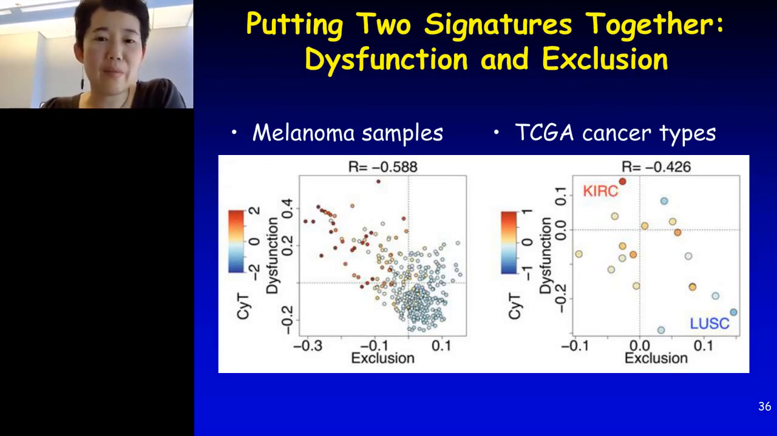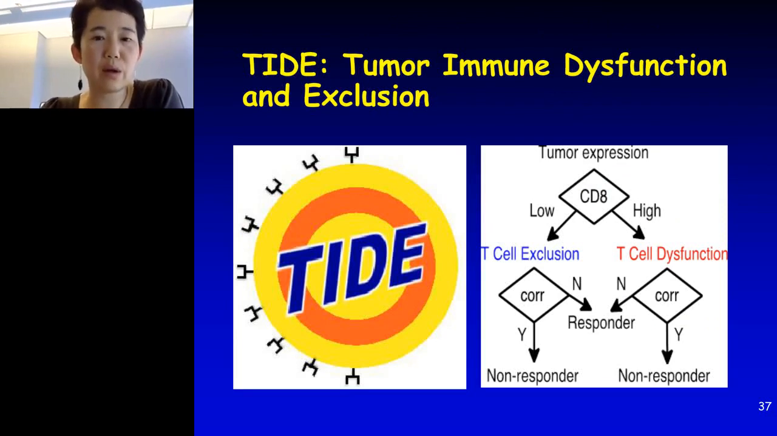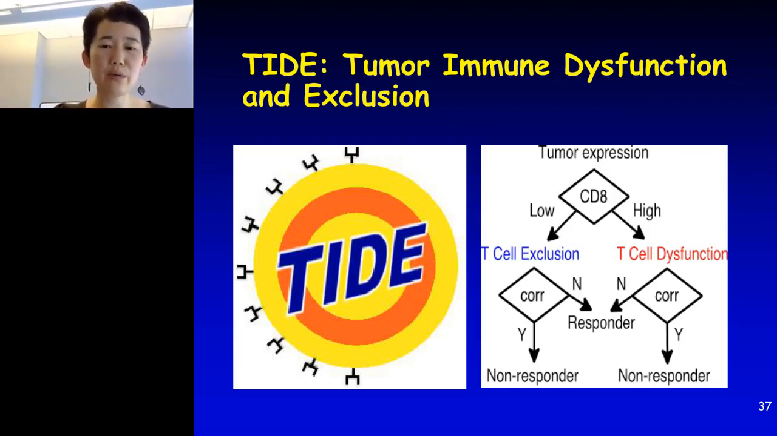And so at the end, we put the two models together. We call it the TIDE. It's kind of like the Tide detergent, which here stands for tumor immune dysfunction and exclusion. So we model two things. Dysfunction is modeling when the T cells are in the tumor, but are too exhausted to kill the cancer. And exclusion is the other situation, where the tumor is cold and the T cells cannot get into the tumor.